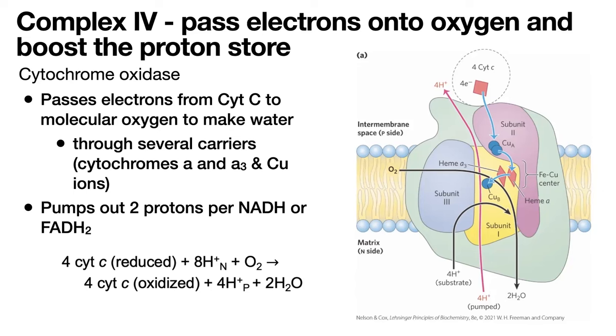How this transfer is happening is through several carriers. These include cytochromes A and A3, as well as copper ions. So you've got iron and copper working together. So complicated transfers, but ultimately it's basically the same story over and over. We're passing electrons from something with a lower reduction potential to something with a higher reduction potential, generating energy, using that energy in this case to pump out protons and boost that proton gradient.